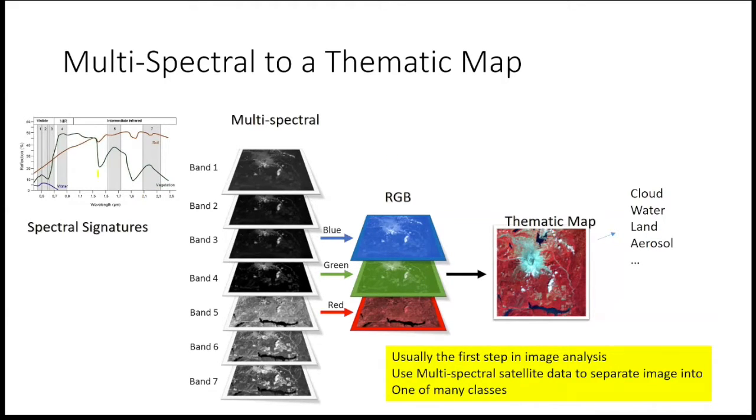So what does it mean? You use the concept of spectral signatures or spatial signatures, if you will, and you use the multispectral data and you come up with a thematic map that separates each pixel in an image into one of many features, whether it's cloud, water, land, and aerosol. Usually this is the first step in image analysis, and there are many, many techniques to do that.